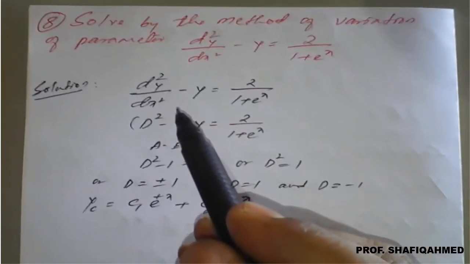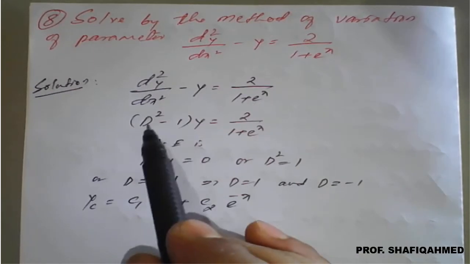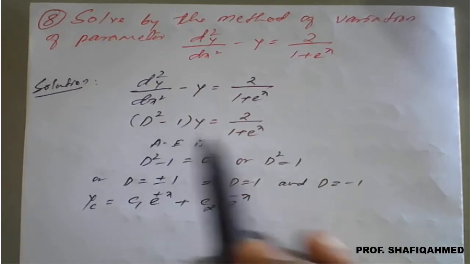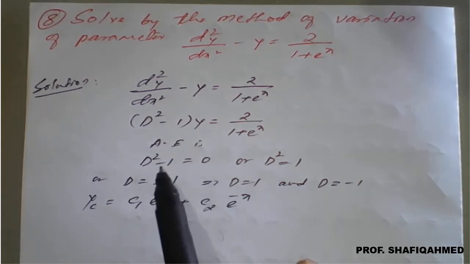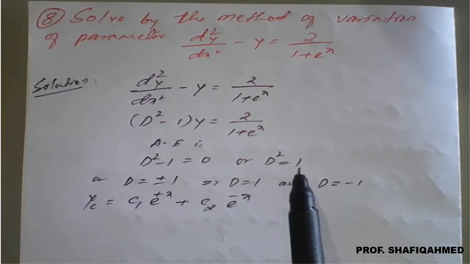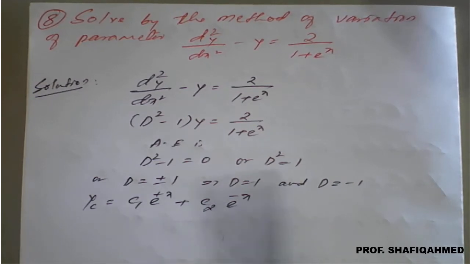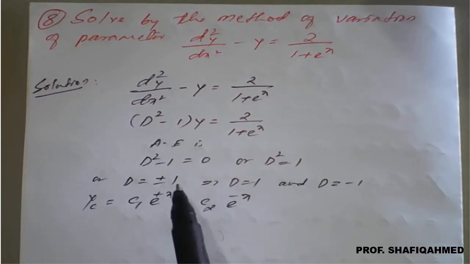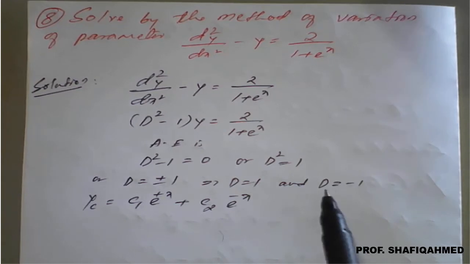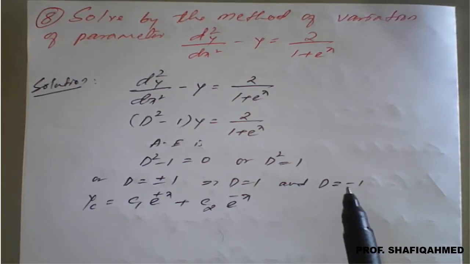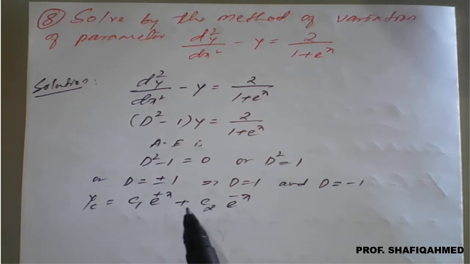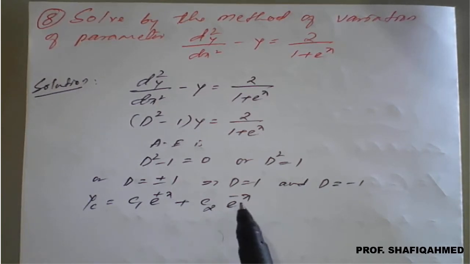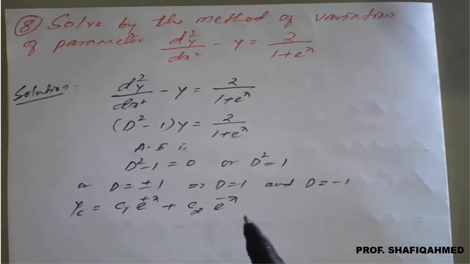The left hand side is as it is. I have taken these steps directly. D square minus 1 of y, which is nothing but the auxiliary equation. If you shift this minus 1 to the right hand side, d square is equal to 1. Taking square root on both sides, plus or minus 1. So d is equal to plus 1 and d is equal to minus 1. We got the roots. So therefore the complementary function is c1 e raised to plus x plus c2 into e raised to minus x. So therefore this is the complementary function.